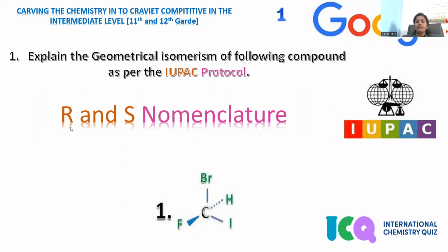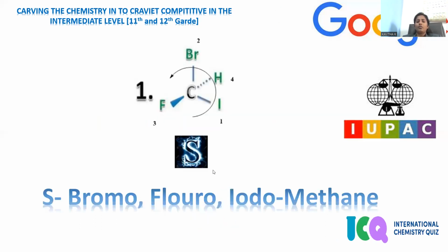R stands for rectus, S stands for sinister. R denotes if we are going with the higher priority to lower priority in the clockwise dimension, that is called R configuration. If higher to lower priority, if the rotation is carried in anti-clockwise rotation, that is called S configuration. R for rectus, S for sinister, right? So this is the compound assigned where you have to give R and S nomenclature as per the IUPAC protocol.